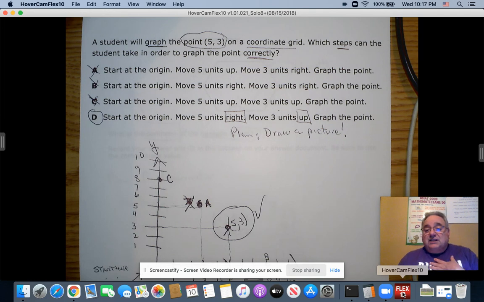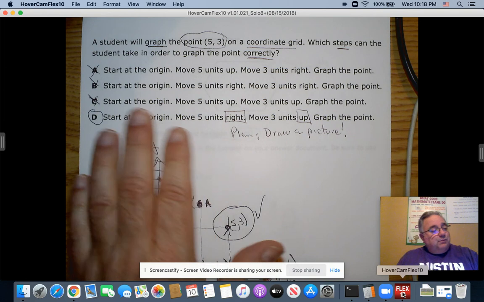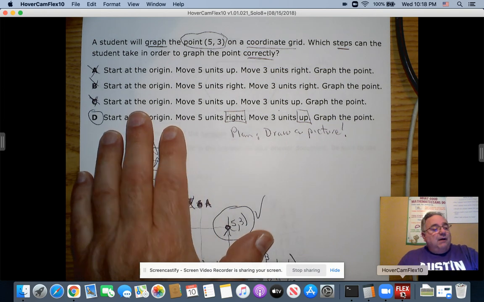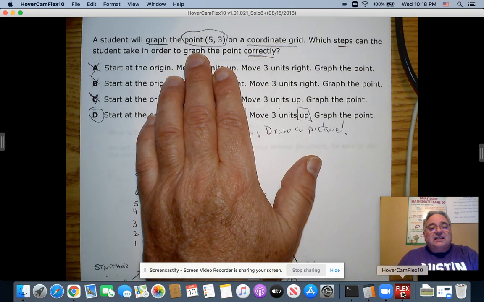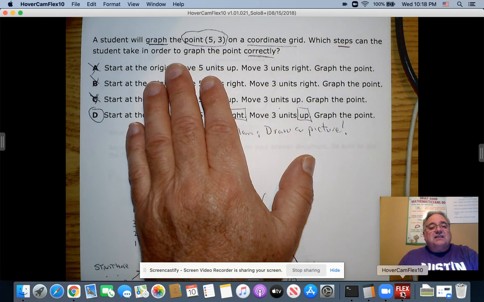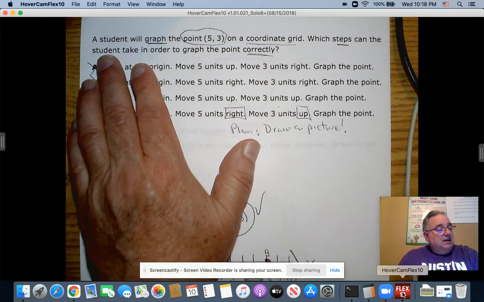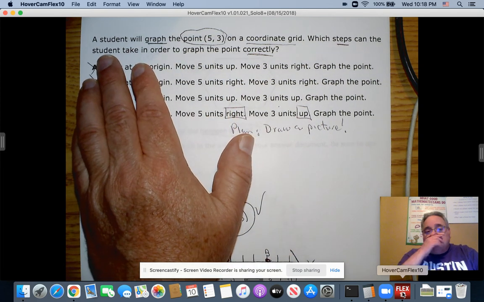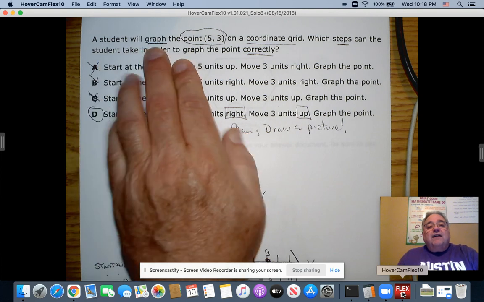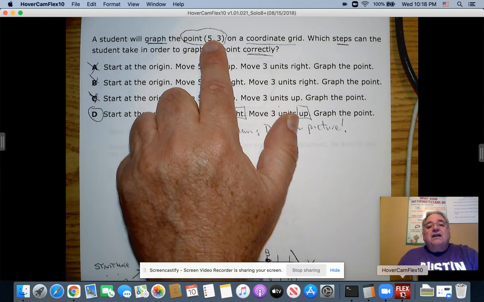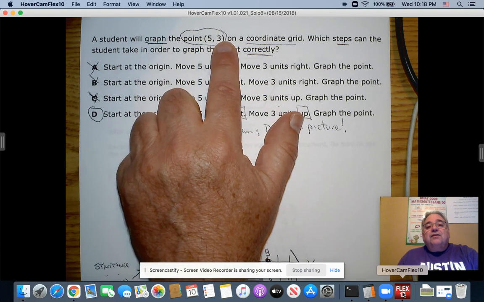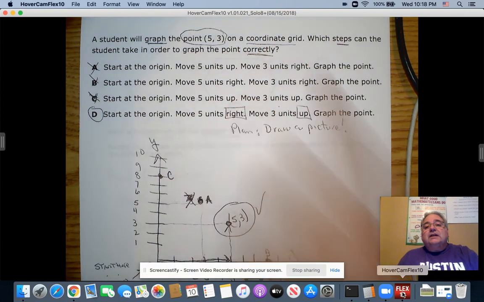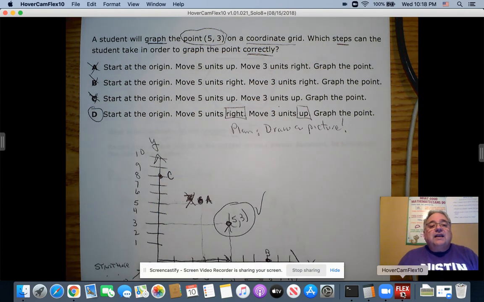For me, if I was taking the test, this is what I would do. I would read and reread the problem. And then I would underline, circle, or box any important information that it's asking me. As you can see, I already went ahead and did it. A student will graph the point (5, 3) on the coordinate grid. Which steps can the student take in order to graph the point correctly?